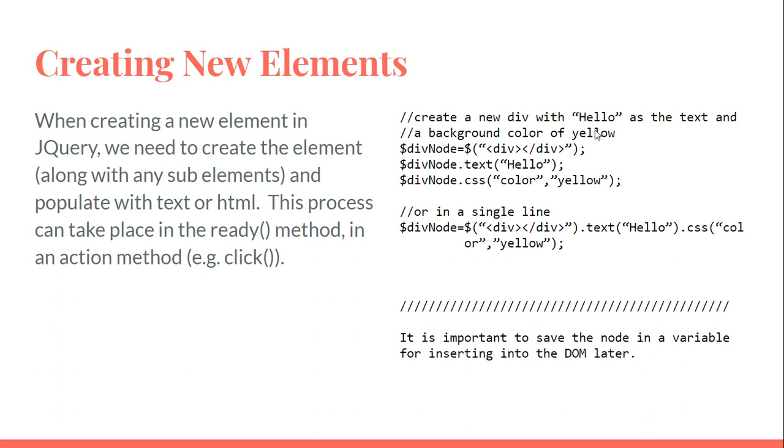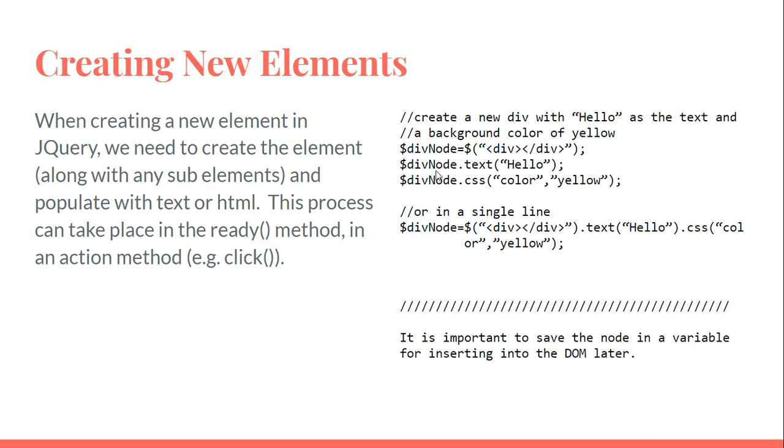The first thing is I create a new node, and that's an HTML element here. So I'm going to create a div node. And so I do $ parenthesis quote, open div, close quote, close parenthesis. And I have to make sure that I store that in a variable. I store it in a variable so that A, I can alter it, and B, I can add it into the document later on.